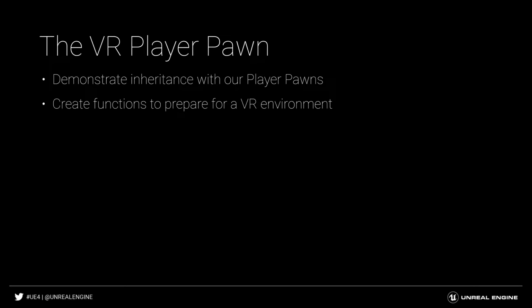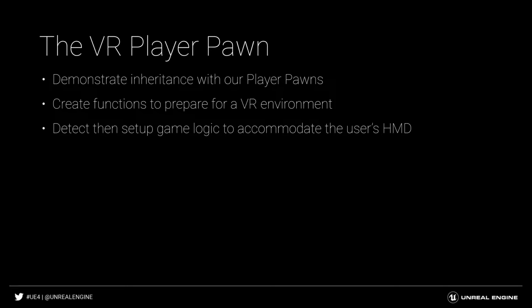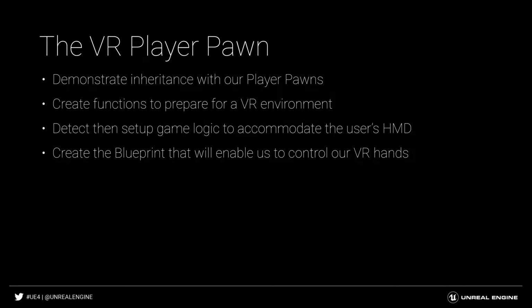We're going to be taking advantage of inheritance. We'll create functions in our parent pawn as well as in our VR pawn to prepare the game specifically for VR. We'll learn how to detect which HMD is being used by the player and set up game logic to accommodate. After that, we're going to create a new blueprint class for our VR hands and write a function to spawn and attach them to our VR pawn.